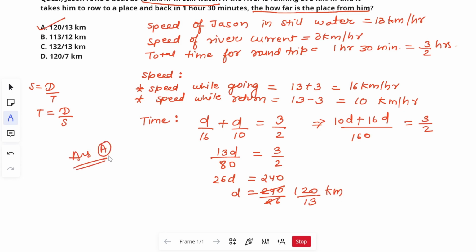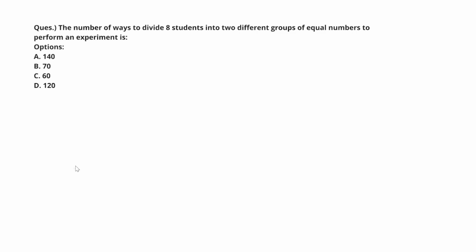Let's move on now to the next question. Let's look at this question that we have. The question is: the number of ways to divide 8 students into 2 different groups of equal numbers to perform an experiment is. And we have the options 140, 70, 60 and 120. So see guys, this question is based on combinations. We have to find the number of ways to divide 8 students into 2 different groups of equal numbers to perform an experiment.